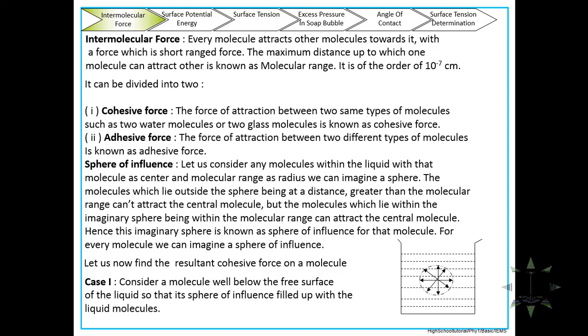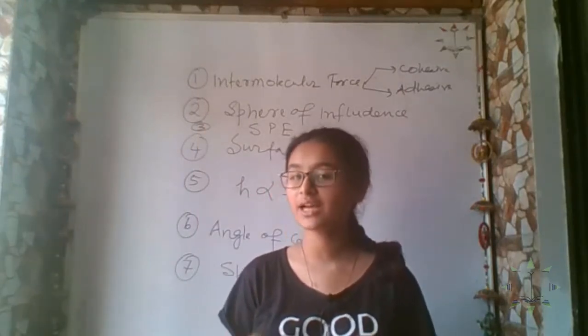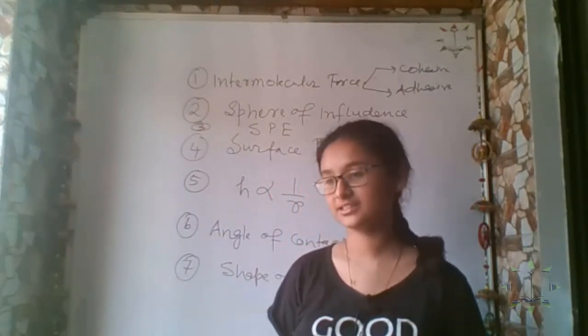You understood? Okay, so the first point is intermolecular force. When two molecules attract each other, the force by which they attract each other is known as intermolecular force. We understood that there are two types of intermolecular force: one is cohesive and one is adhesive. Cohesive force is the force between two molecules of the same type, like two water molecules attracting each other. And adhesive force is when there are two different types of molecules, like one molecule of water and another molecule of glass. When they attract each other, the force between them is known as adhesive force.